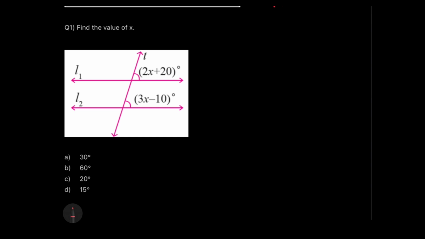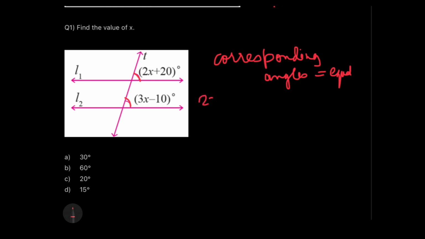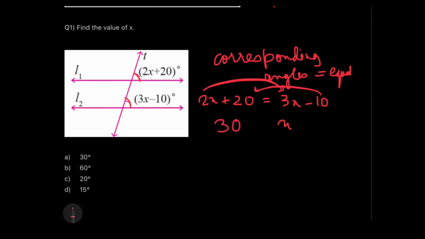As far as the rules of transversal are concerned, this angle and this angle are corresponding to each other. And what rule is followed by corresponding angles? They are equal. So 2x plus 20 will be equal to 3x minus 10. Now it's just a matter of shifting: this goes over here and becomes x, and this comes over here and becomes 30. So x is equal to 30. My answer is 30. As easy as that.